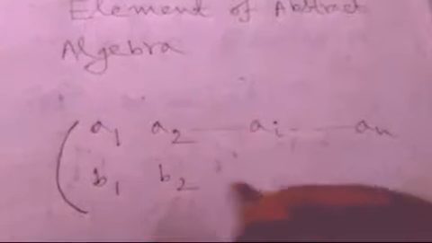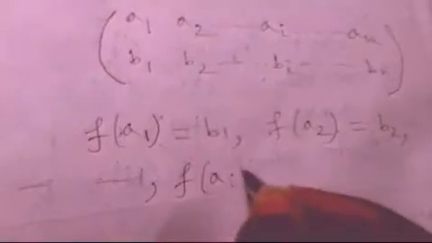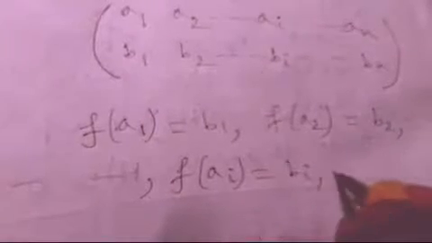corresponding to B1, B2 up to BI and here BN. It is our notation, and if we denote by definition, we find it this way: f of A1 is B1, f of A2 is B2. In this way we find f of AI is equal to BI, and finally f of AN is equal to BN.